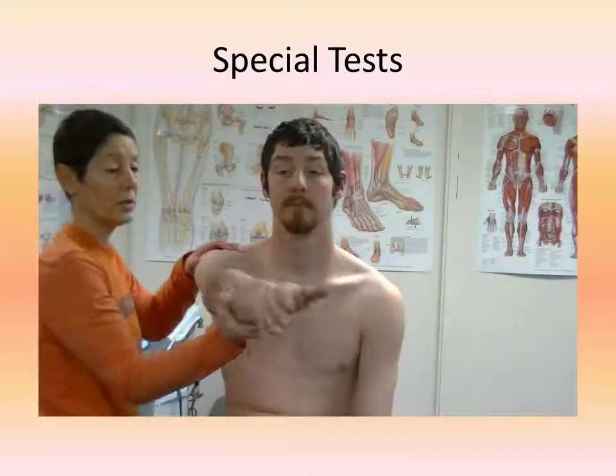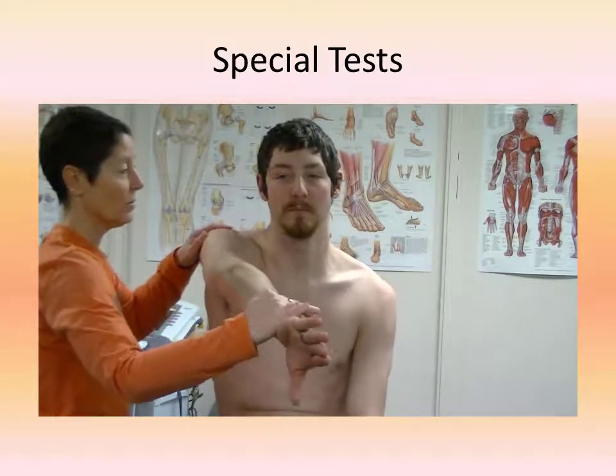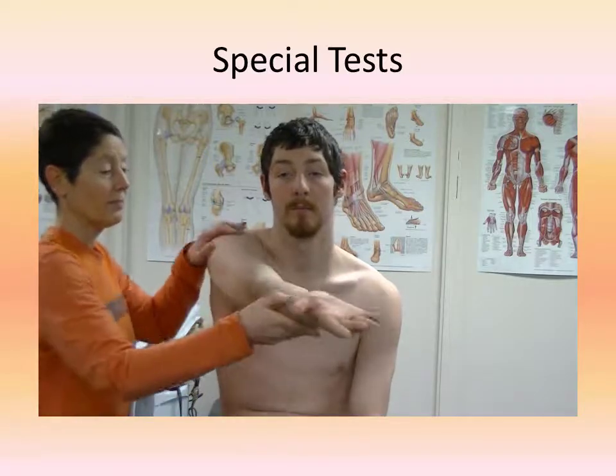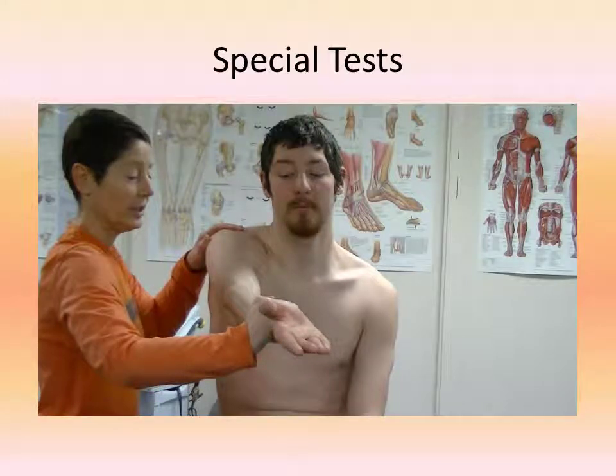Special tests for the SLAP lesion include the O'Brien test. O'Brien test is also the active compression test. In this test, the patient has their shoulder in 90 degrees of forward flexion and 30 to 45 degrees of horizontal adduction with maximal internal rotation. The patient horizontally adducts and flexes the test shoulder against the examiner's manual resistance. The test is then repeated with the subject's arm in an externally rotated position.